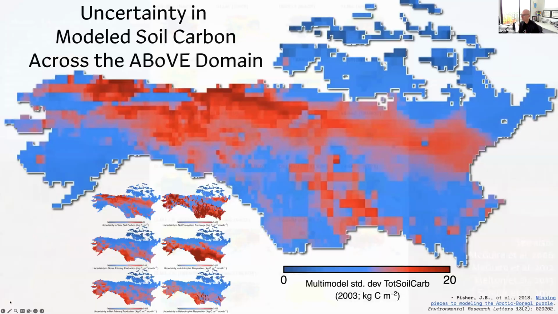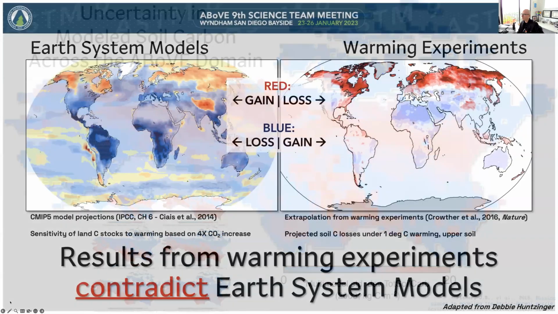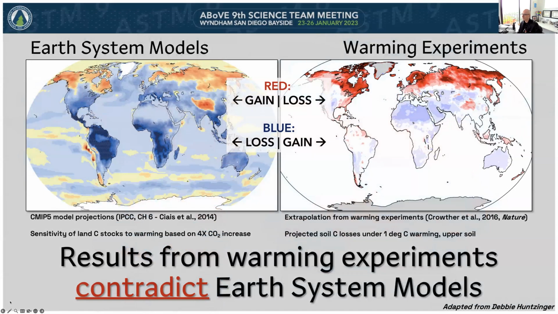And if we expand out to the larger domain of ABoVE, this is the ABoVE domain, which includes Canada as well. So basically the boreal zone. There's the large disagreement in the models, across a lot of different variables. In the Earth system models, we've got on the left, the CMIP5 projections showing gains of carbon in the high latitudes, but our warming experiments suggest the opposite. So there's kind of a big contradiction here between data and models.